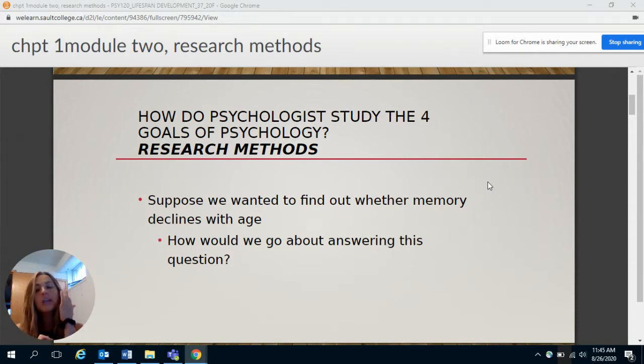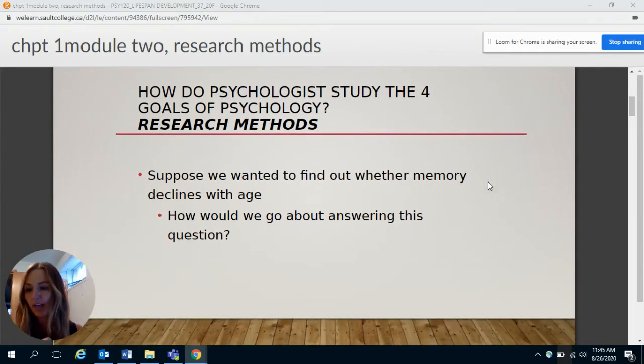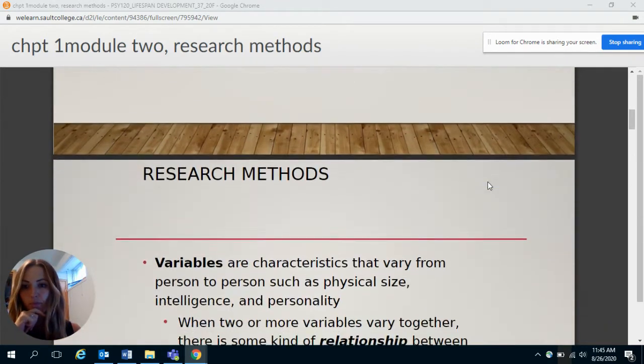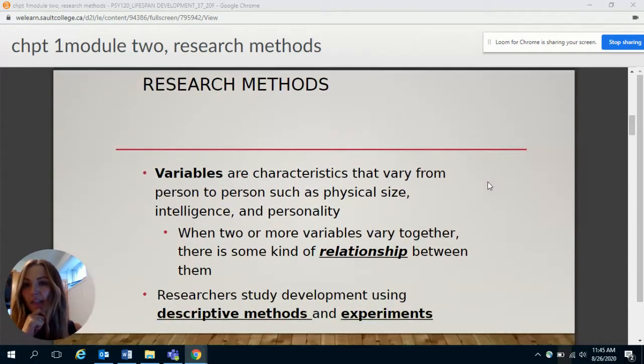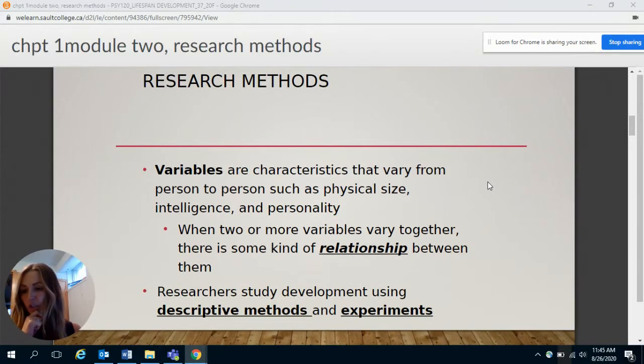that development. Suppose we want to find out whether memory declines with age. Think to yourself how we would go about answering that question. How would you use those 4 goals to look at the declining memory as we age? There are different research methods that could be used to study that question, or to dive deep into that question.